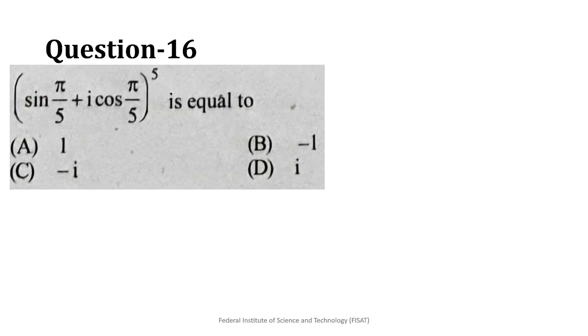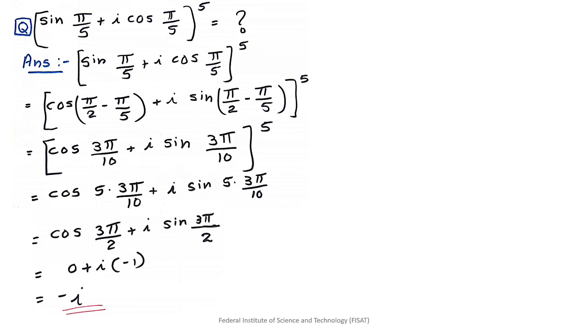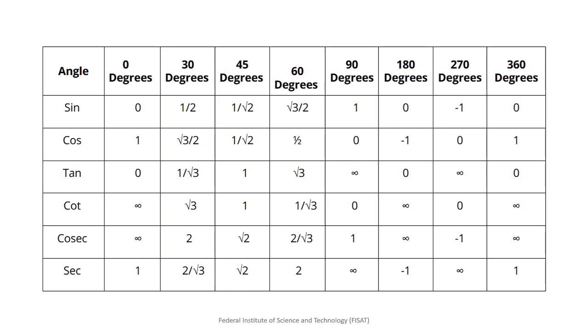In order to convert sine into cos, you can apply cos of 90 minus theta. So sin pi by 5 can be rewritten as cos of pi by 2 minus pi by 5. Similarly, cos pi by 5 is sin of pi by 2 minus pi by 5. It will reduce to this one. So cos theta plus i sin theta the whole raised to n equals cos n theta plus i sin n theta. Finally, you will be obtaining cos 3 pi by 2, that is cos 270, which is 0, plus i sin 270, which is minus 1. The answer is minus i.